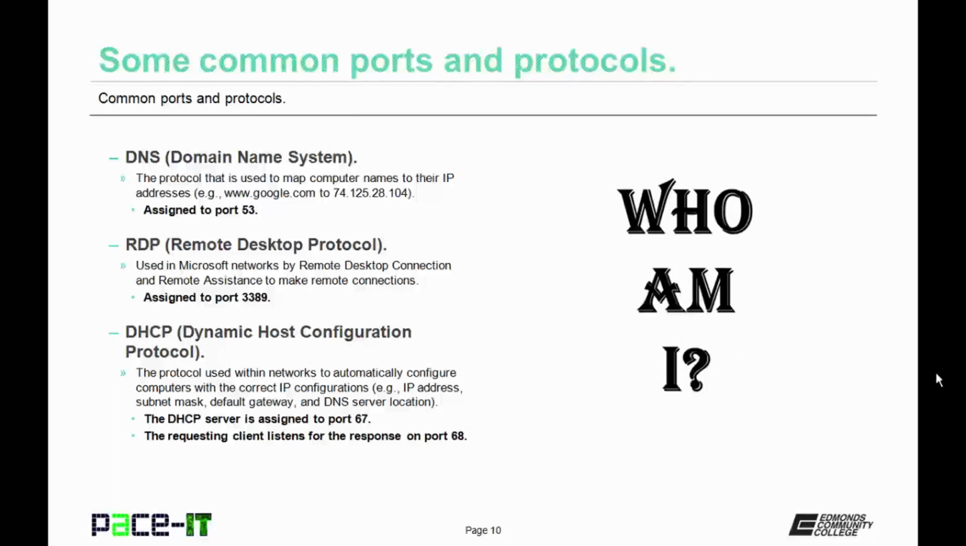Next up is DHCP, Dynamic Host Configuration Protocol. This protocol is used within networks to automatically configure computers with the correct IP configuration, as in their correct IP address, subnet mask, default gateway, and DNS server location. This uses 2 ports. The DHCP server is assigned to port 67. The requesting client listens for the DHCP server's response on port 68.